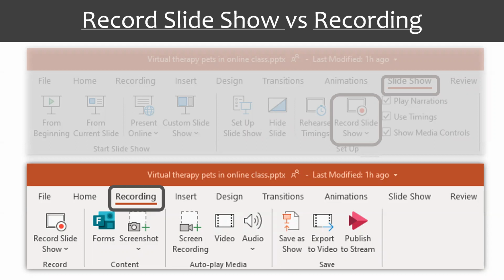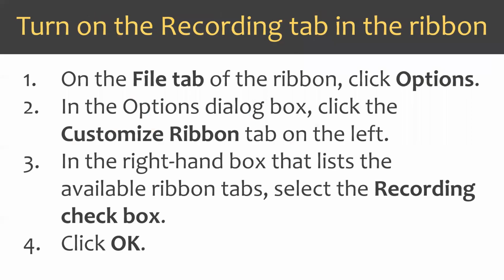Now, before you can get recording in your ribbon, you do have to enable it. You have to turn it on. So to turn on your recording tab in PowerPoint, you have to go into the File tab of the ribbon, click Options, then in the Options dialog box, click on the Customize Ribbon tab on the left. In the right-hand box that lists the available ribbon tabs, select the recording checkbox, and then you click OK. So you have to do this before you're going to see the recording ribbon. So all the magic happens after you do this step.